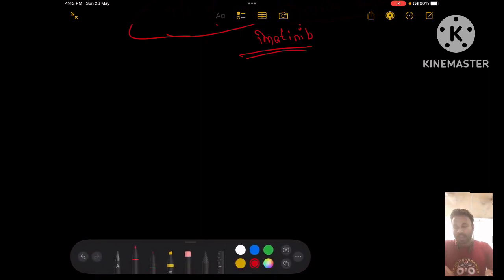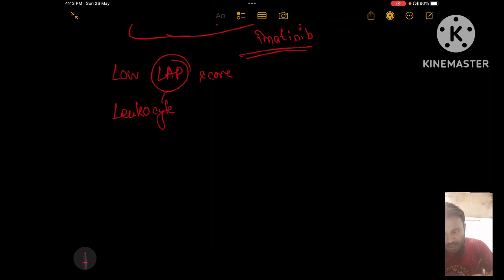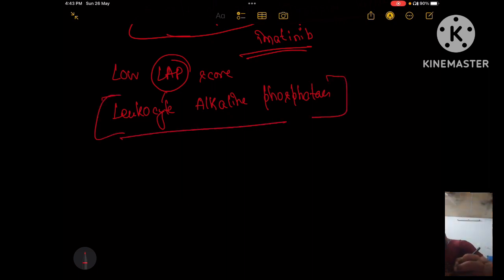There is another MCQ. Low LAP scores. What is the full form of LAP? Leukocyte alkaline phosphatase. It's a very important question, many times asked in NEET PG. What is low LAP scores?